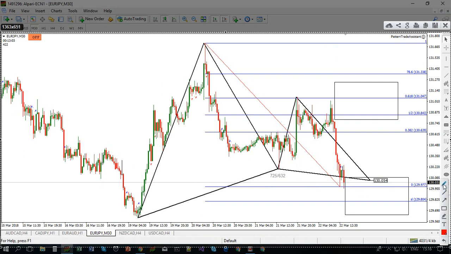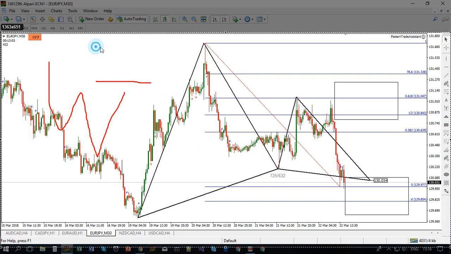Let me use my drawing stuff. Suppose this is a pattern. I drew a Cypher pattern this time. This is the 786 completion. This is the 113 invalidation level. Yes, the majority of losses move this way.